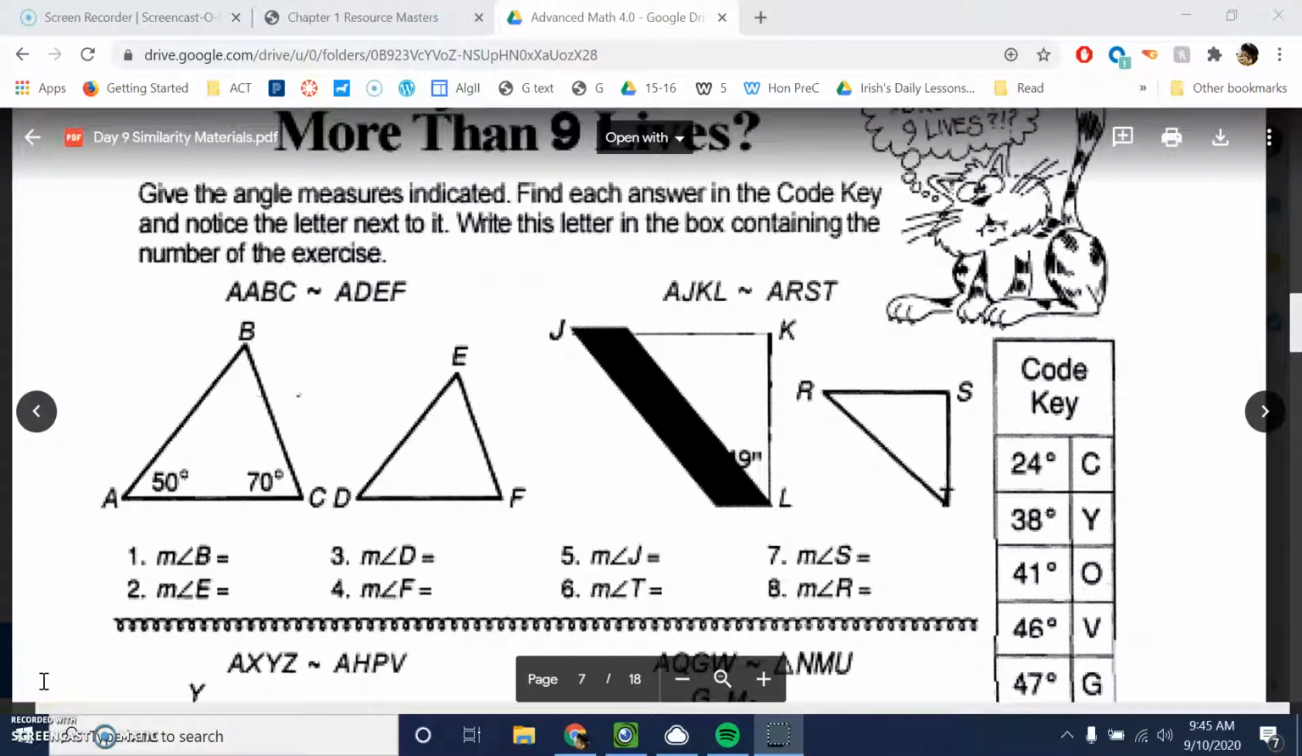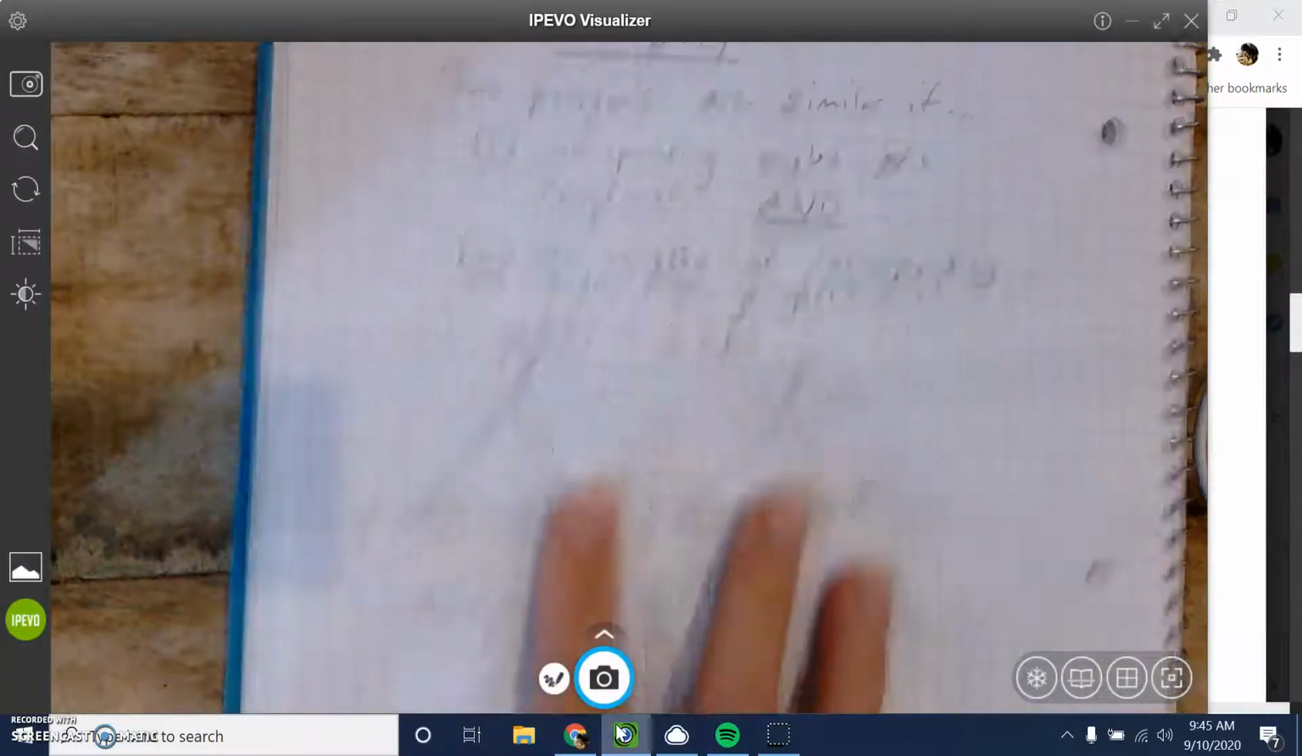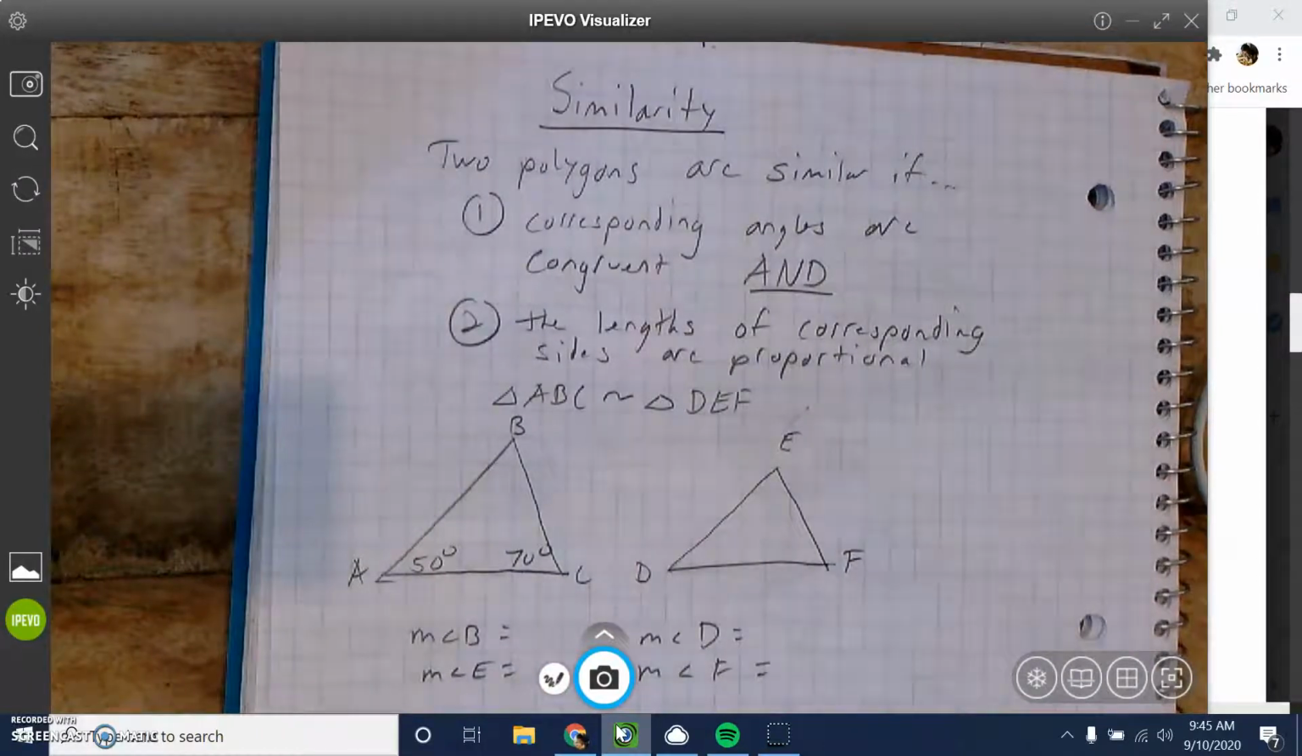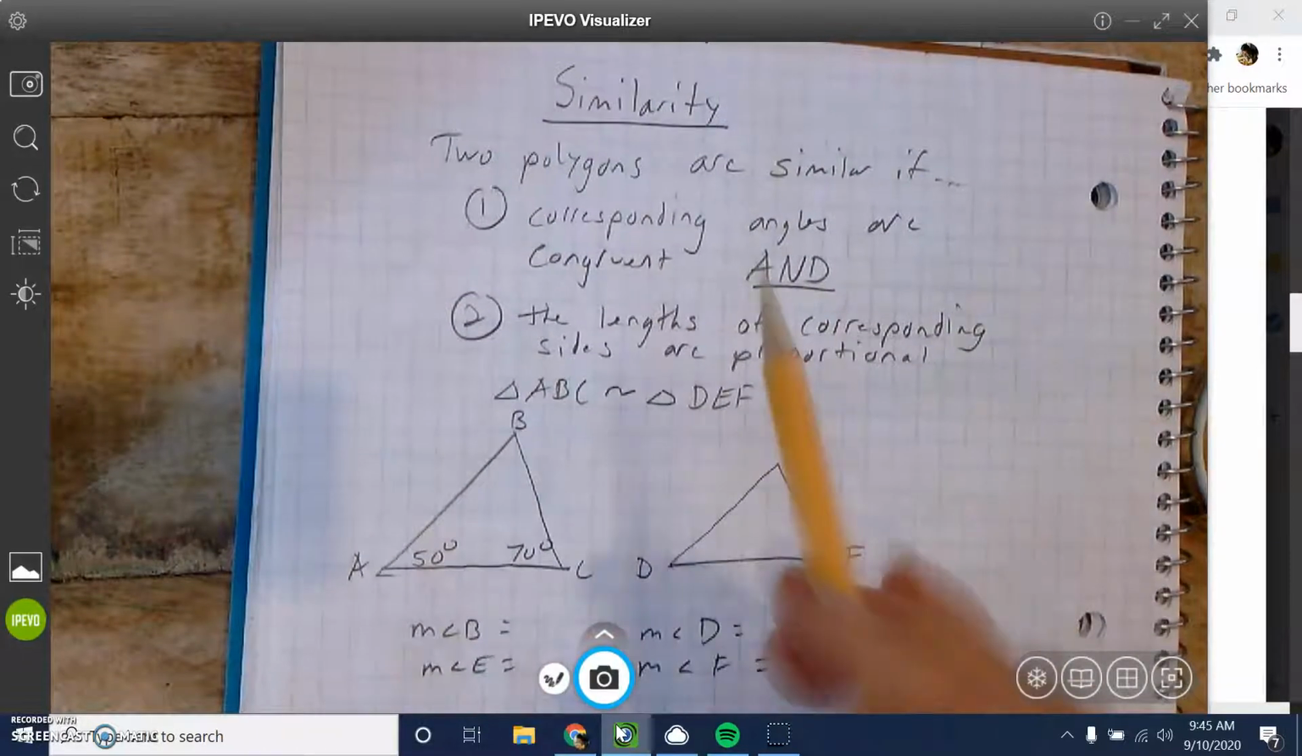All right, we are going to go over similarity today. Yeah, similarity. So make your notebook look like this. Why are we doing geometry? I thought we were doing proportions. Well, check out this definition.